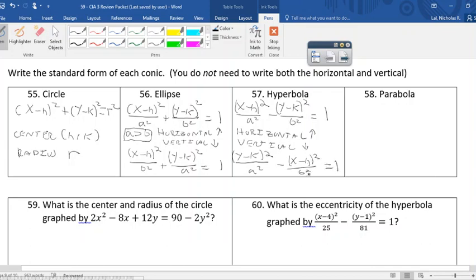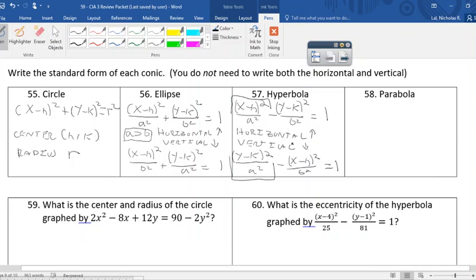One thing I want to note is that with hyperbolas, it doesn't matter whether a is bigger than b or b is bigger than a. What matters is what term is positive. If the y term is positive, it's a vertical hyperbola. If the x term is positive, it's a horizontal hyperbola. I see which one is in front.